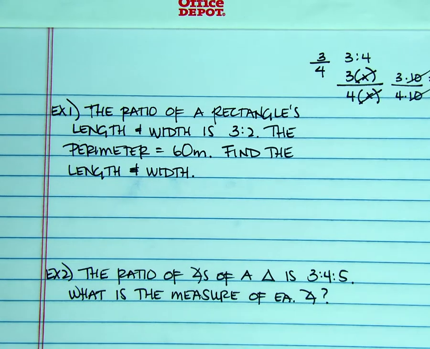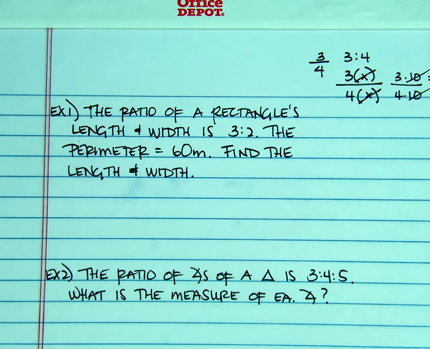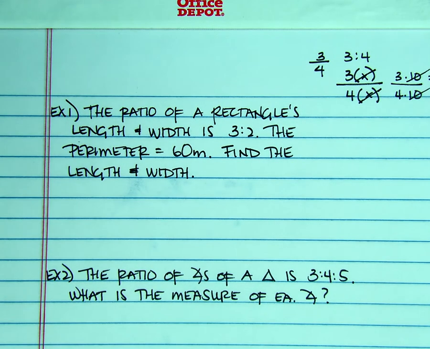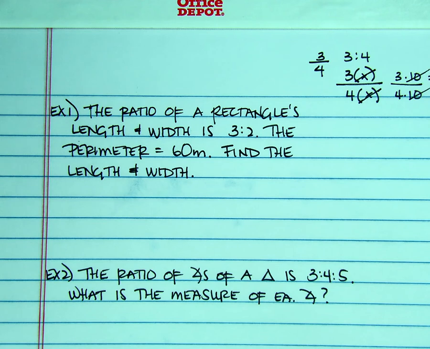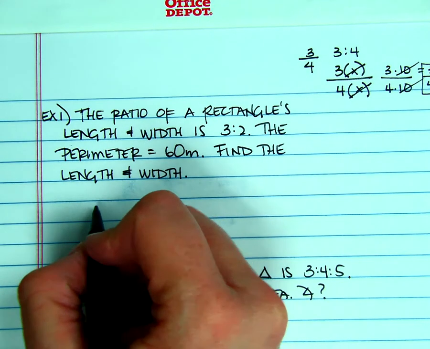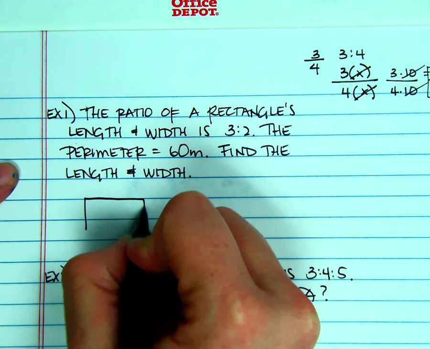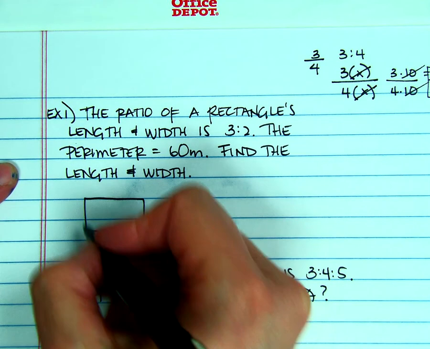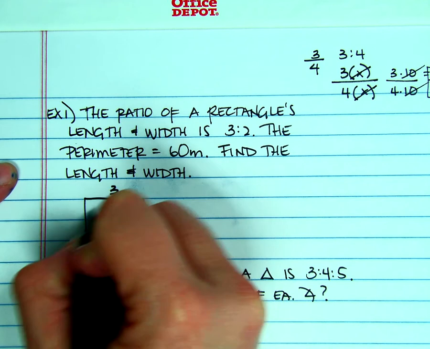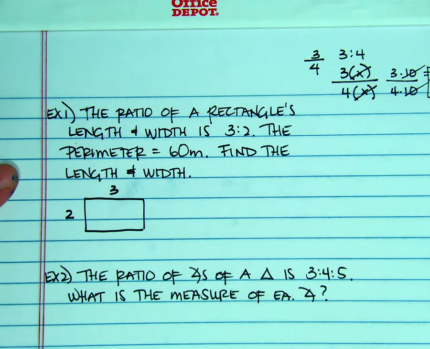So when we start example 1, you might want to pause it and write this down before we dive into the diagram. The ratio of a rectangle's length and width is 3 to 2. That does not mean that the side is 3 and the other side is 2. The perimeter equals 60 meters. Find the length and the width. So what that means is that we have a rectangle, and it has a ratio of 3 to 2.